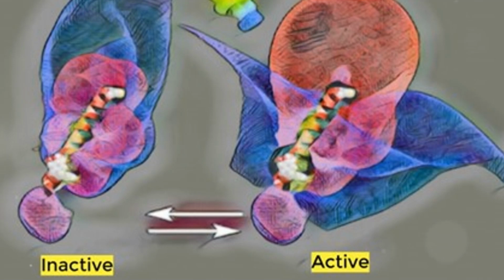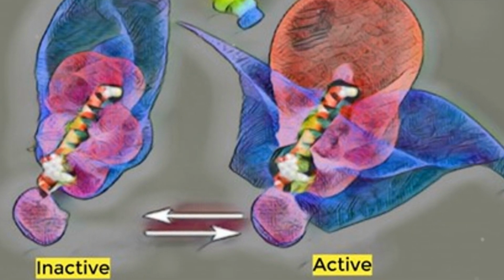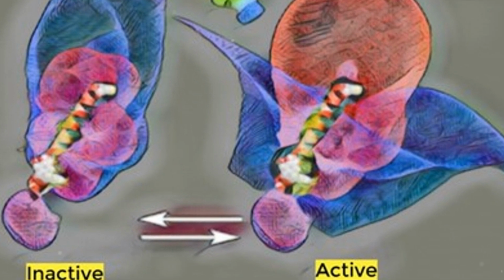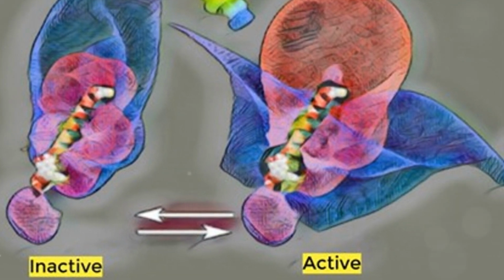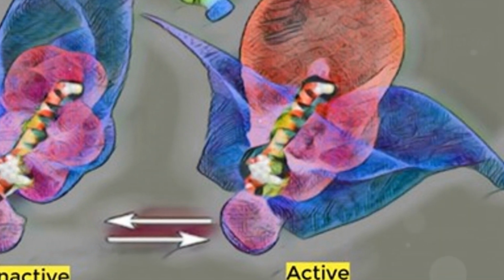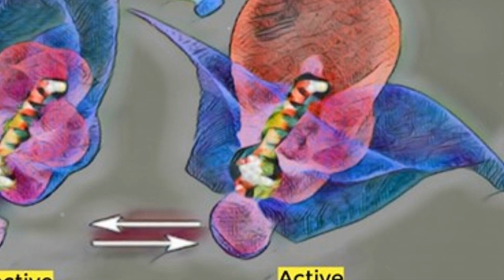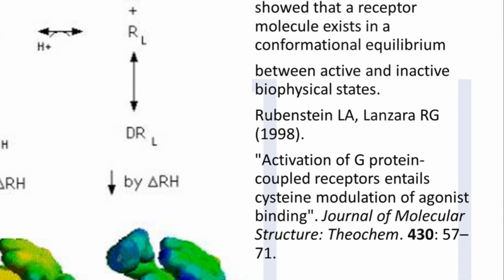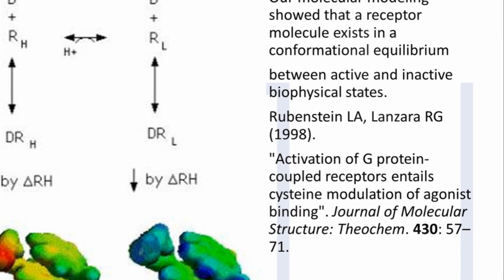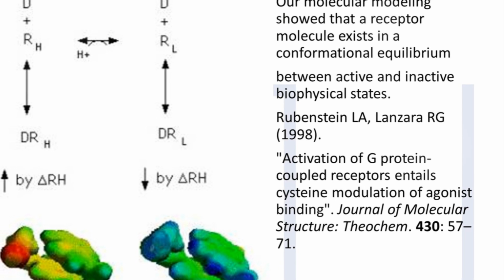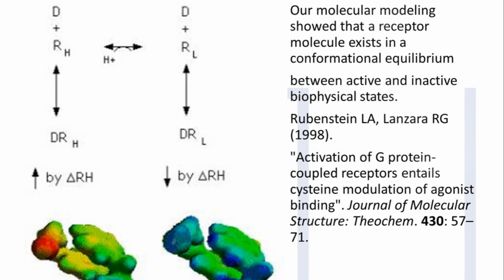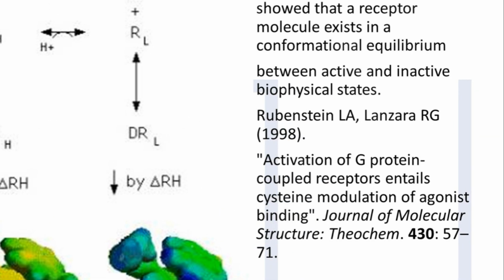Add an external force, a drug molecule perhaps, and the balance tilts or shifts. From our molecular modeling, we deduced that receptors must exist in two biophysical states, which are the active and inactive states. This is shown in the figure. Delta RH changes these states in a quantifiable way. Here's where our electrostatic switch comes into play. This switch mechanism is our delta RH in the figures. When the delta RH shifts, the switch flicks, activating or deactivating the receptor.